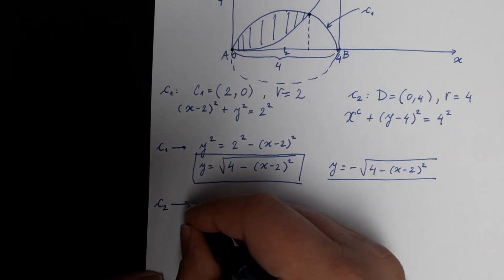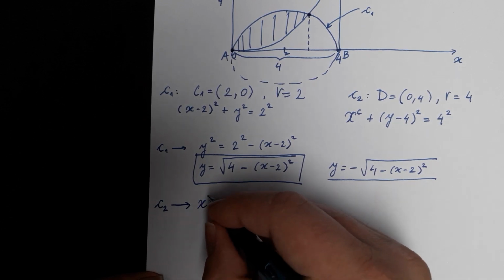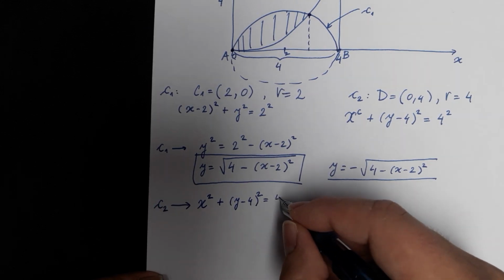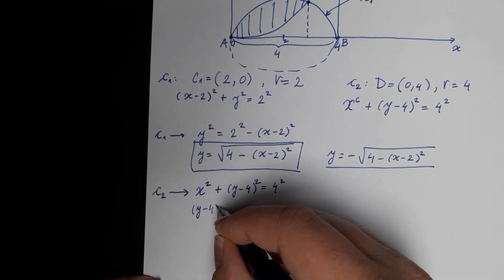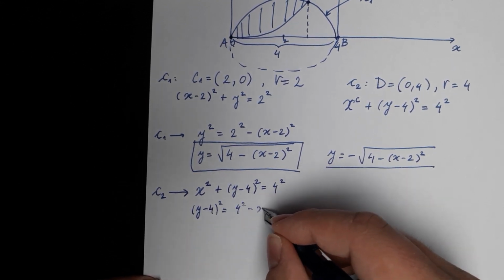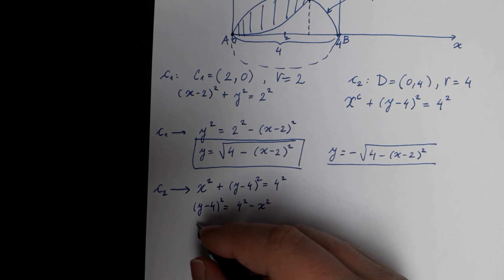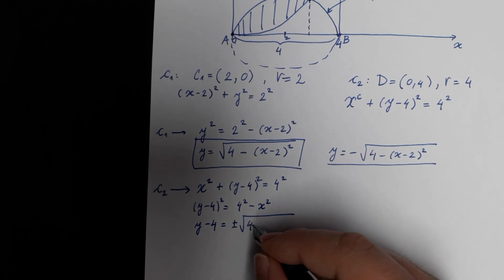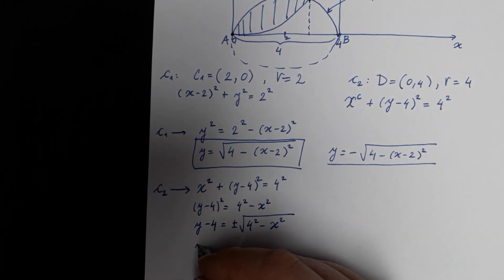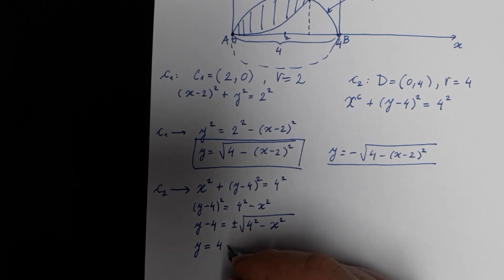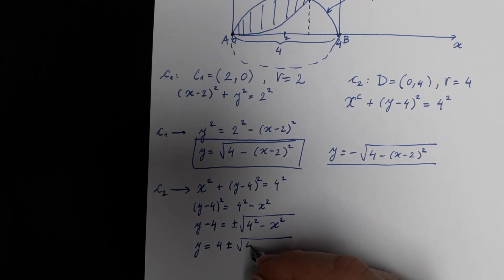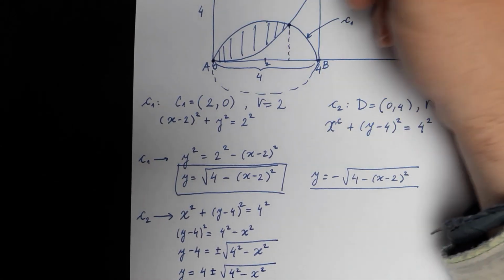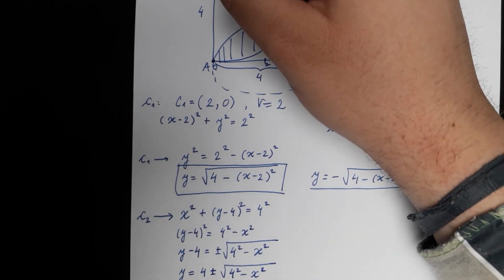Now, a circle C2 has an equation of x squared plus (y minus 4) squared is equal to 4 squared. That means that (y minus 4) squared is equal to 4 squared minus x squared, which basically means that y minus 4 is equal to plus or minus the square root of 4 squared minus x squared. And that leaves us with the solution of y being equal to 4 plus or minus the square root of 4 squared minus x squared.